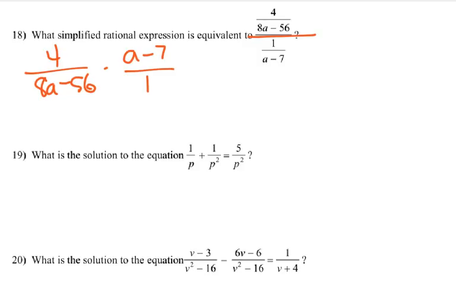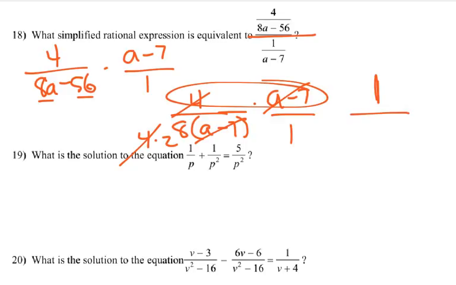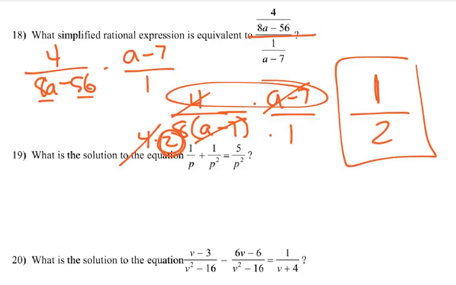Then we simplify. Well, 8a and negative 56, I can pull an 8 out of that, right? So I get 4 over 8 times a minus 7, times a minus 7 over 1. So a minus 7 on top and bottom, they eliminate. 8 is like 4 times 2, 4 on the top and the bottom, they eliminate. When nothing is left on the top, you leave a 1, and the only thing left on the bottom is a 2, because 2 times 1 is 2. So we simplify that to 1/2. So that one worked out really nice, didn't it?